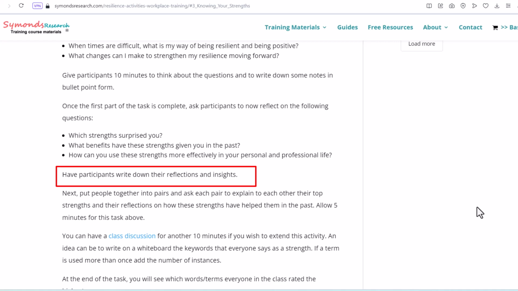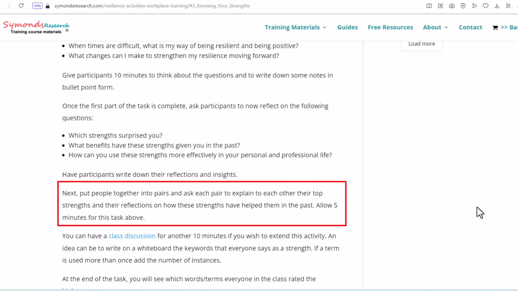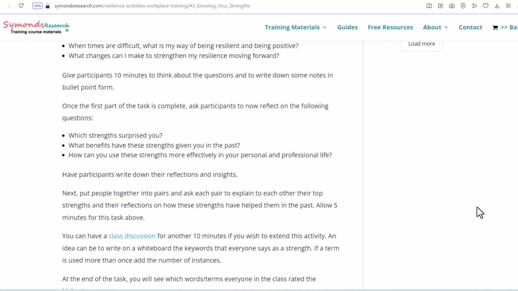So what you want to do next then is put people into pairs, and in their pairs they are going to explain to each other their top strengths and their reflections on these strengths. So allow 5 minutes for the pairs to work on this task. At the end of this, I would allow another 10 minutes if you have time for a class discussion.